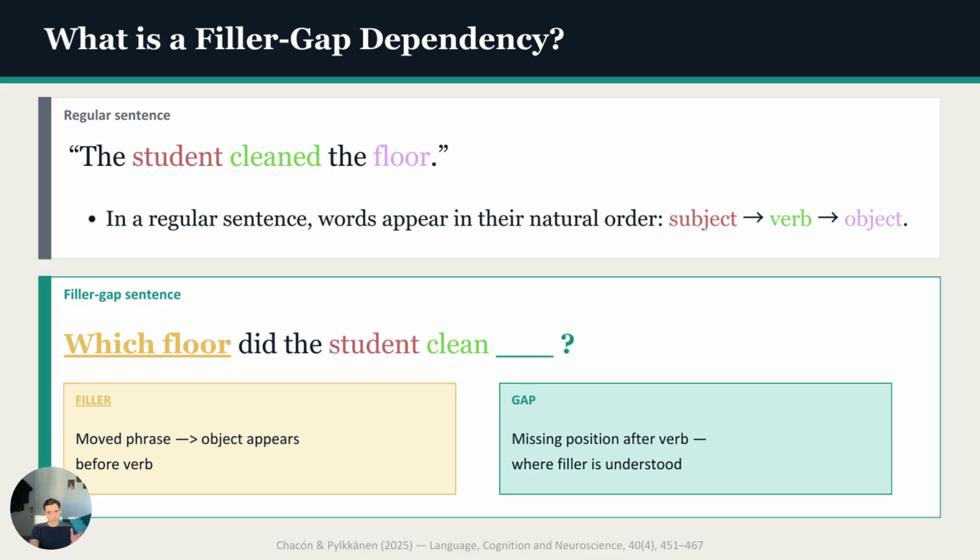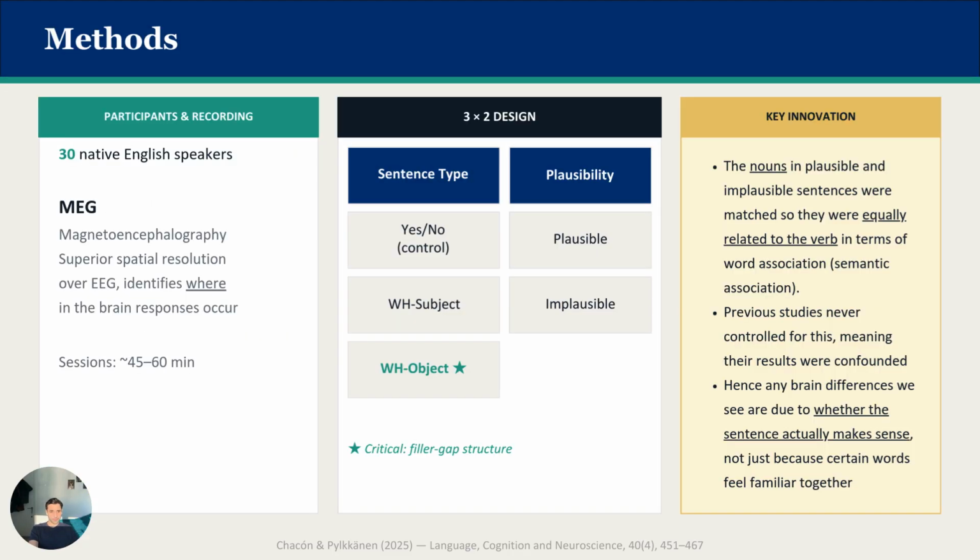Now, this moved phrase we call the filler, and the missing position after the verb clean we call the gap. The brain must remember the filler, which floor, and connect it to the verb later on, making these sentences useful for studying long-distance language processing.